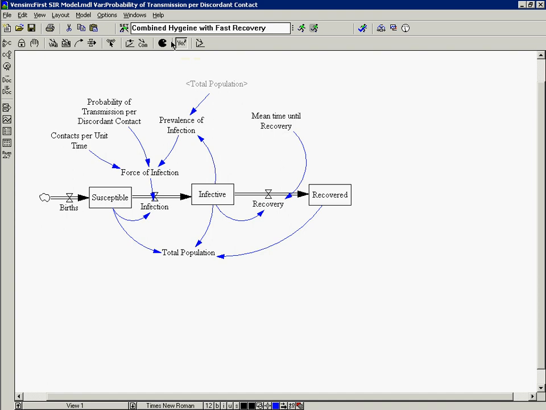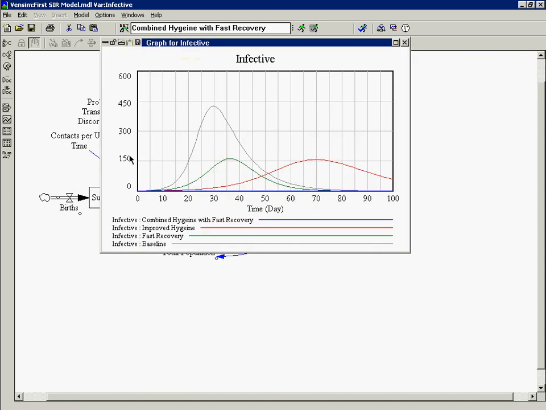Where is it? So, okay. Here we have baseline as gray. We have fast recovery as green. We have improved hygiene as red. And then we have combined as blue. So where's blue? Just about. Oh, that's the blue fringe on the bottom here.